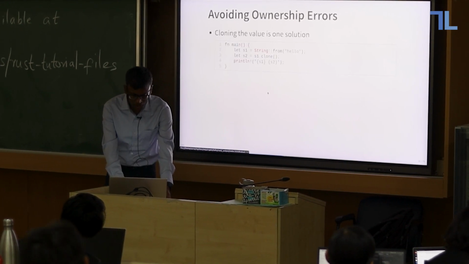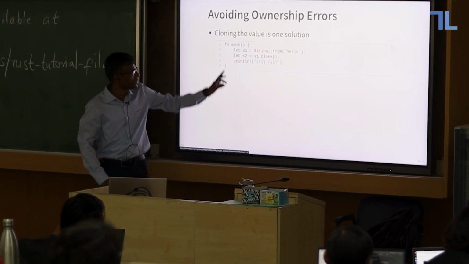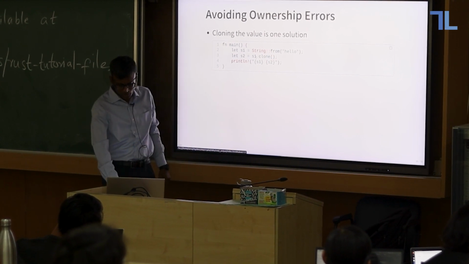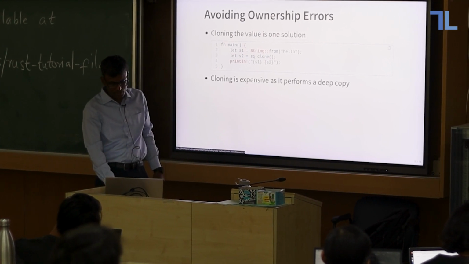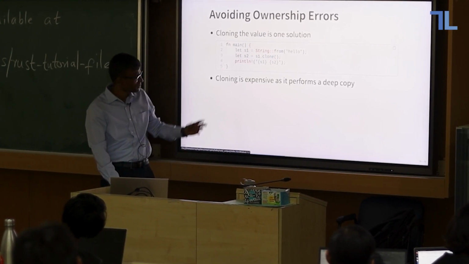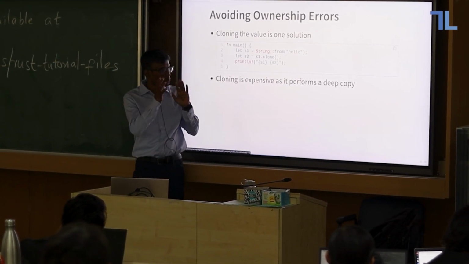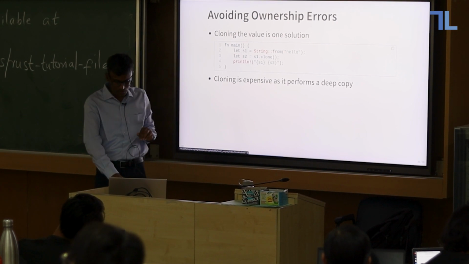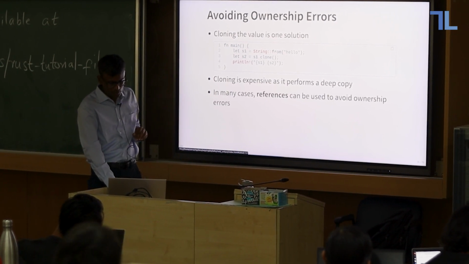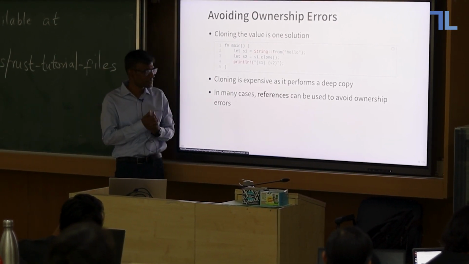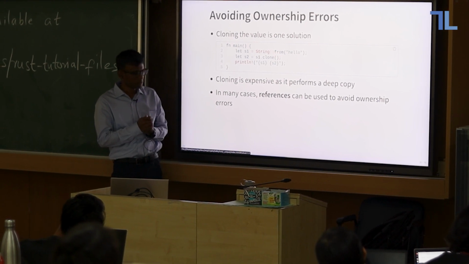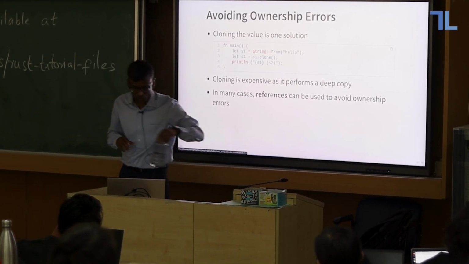So to avoid ownership errors, you can always clone. You can do a deep copy, S2 is equal to S1.clone(). But you can also use something called references. But this cloning is expensive. If you have a long string, you can imagine that copying means that you're creating 2 copies of that array. So it's an expensive operation. In many cases, you can use something called references to avoid these ownership errors. But any questions before I show you references?